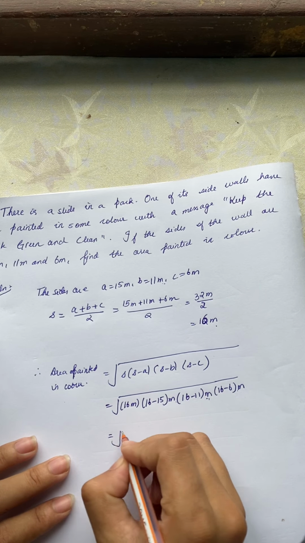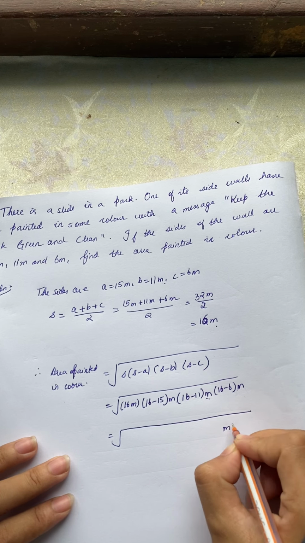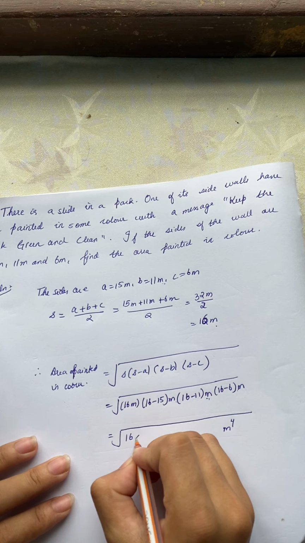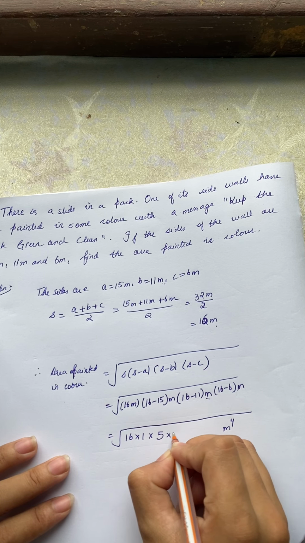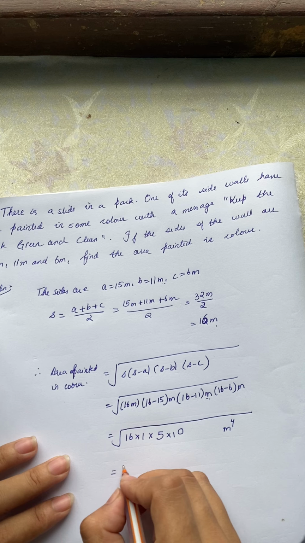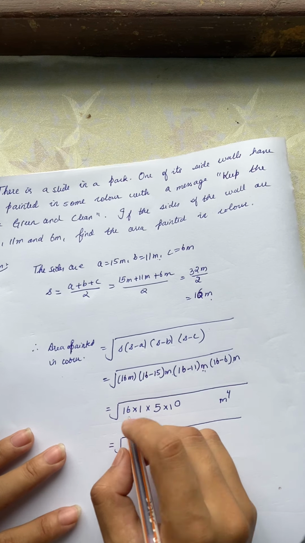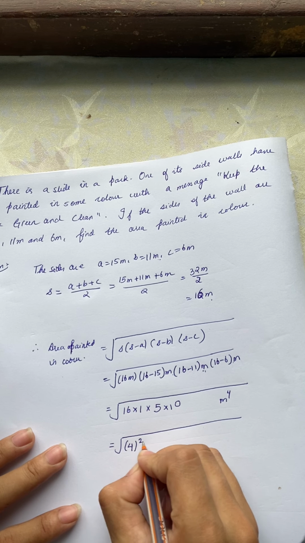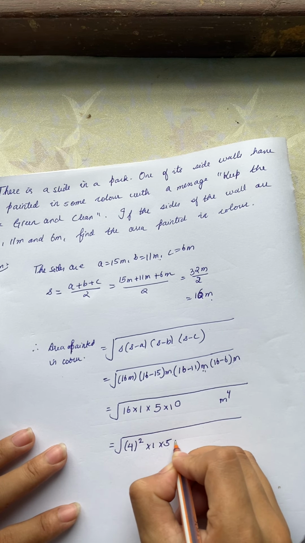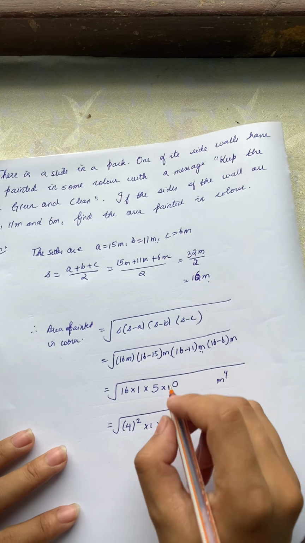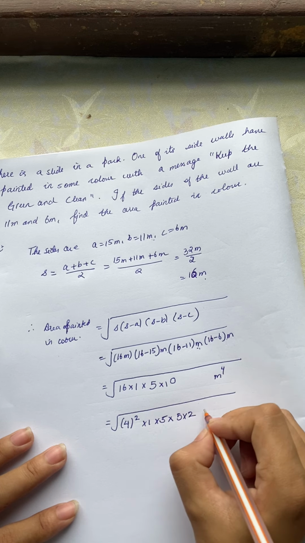Now you bring all the meters to one side, so meter to the power 4. Now this is 16 into 1 into 5 into 10. This is also an interesting question. What is 16? 16 is 4 square, right? 4 square will give you 16 into 1 into 5. Now if I open up 10, what will I get? 5 into 2 is 10, right?